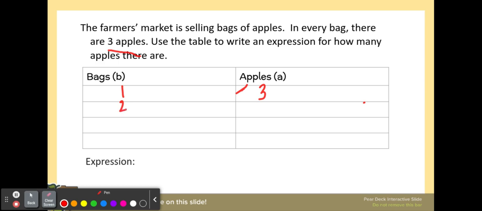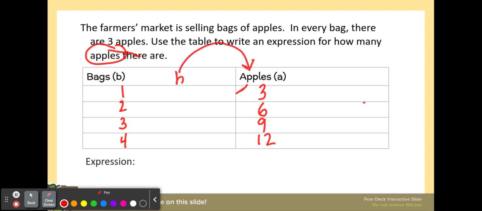If there were 2 bags, that's 3 and 3. That would give me 6. If there are 3 bags and there's 3 in each bag, I'd be up to 9. And if I'm at 4, I'm up to 12. So I'm going through the table quickly because we've done tables a lot in the past. Writing an expression for how many apples there are. So how am I going to get to apples from bags? So I'm ending with apples.